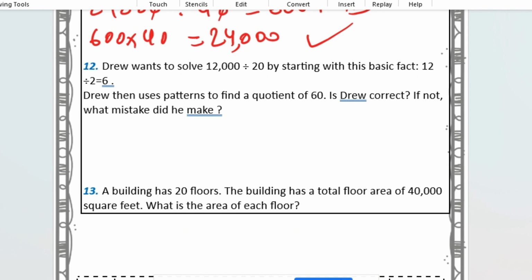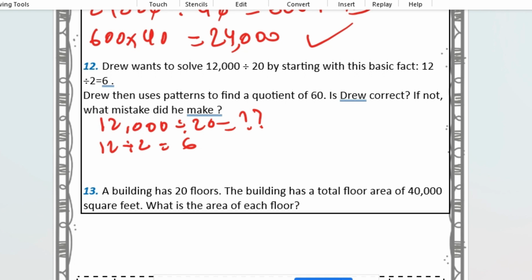Starting with the basic fact 12 divided by 2 equals 6, Drew then uses patterns to find a quotient of 60. Is Drew correct? Yes or no? So we have 12,000 divided by 20. We don't know this, so we start with a basic fact, 12 divided by 2 equals 6. So what do we do here?